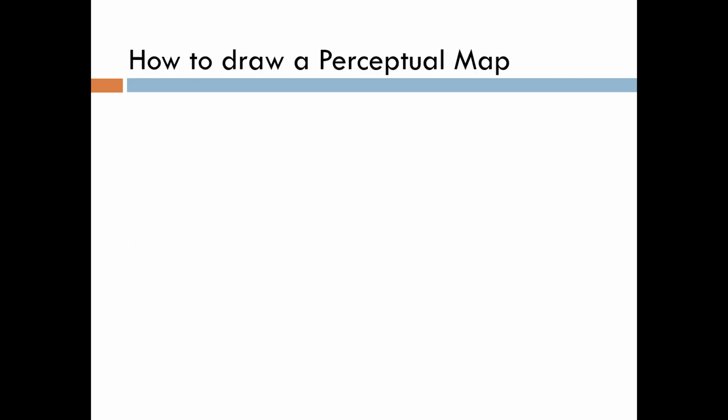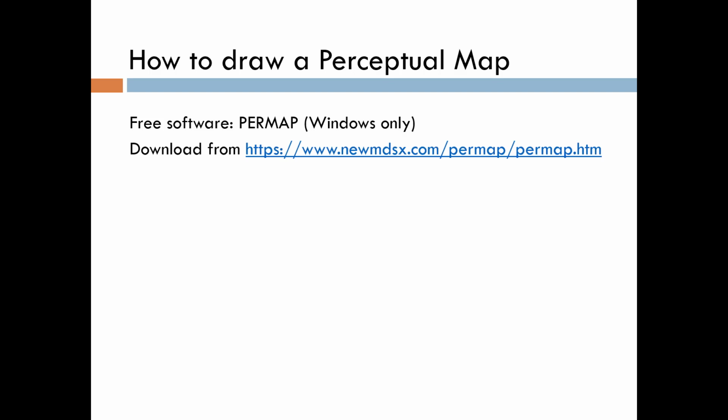Now that you know how to read a map and draw conclusions from it, let's see how you can make a map like this. It's a mathematically complex operation, so it's not easy to draw a map based on attribute ratings as we have done. The software for mapping is usually complicated and expensive. Fortunately, there is free software that allows you to draw a basic map using a Windows PC. It's called PerMap, and you can download it at the link shown.